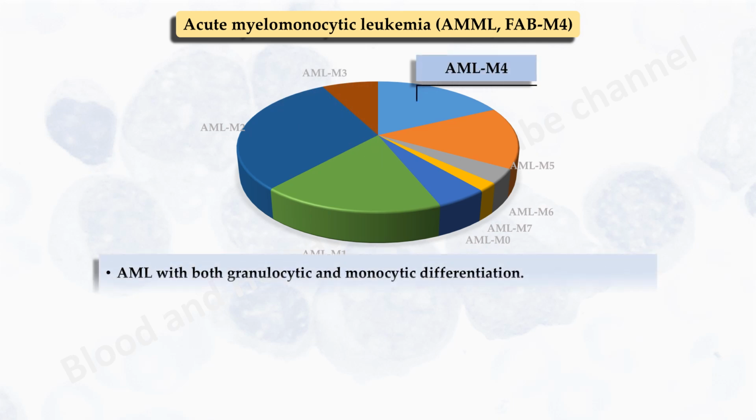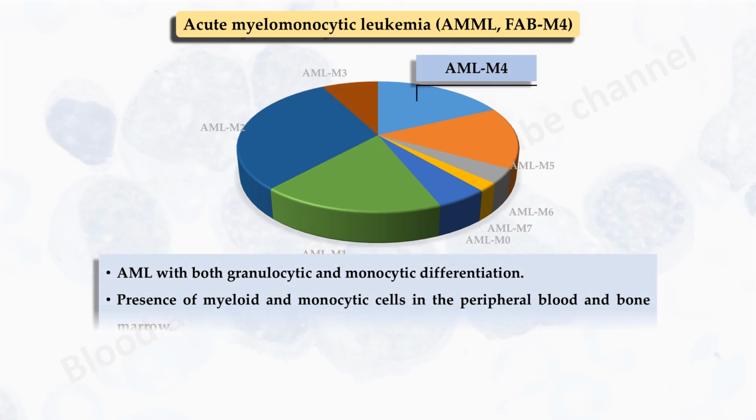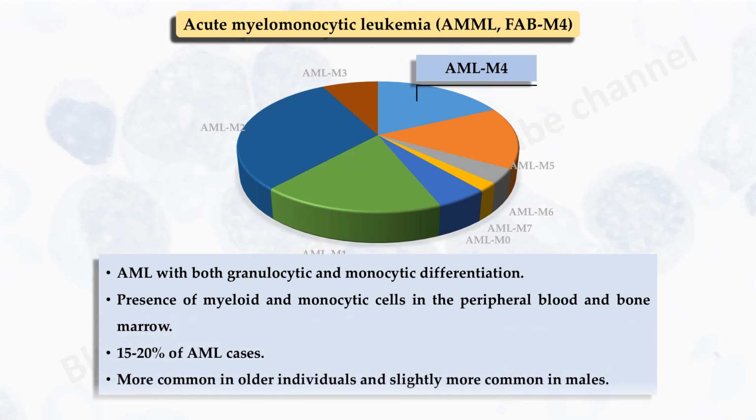Acute myelomonocytic leukemia, AML-M4, is characterized by granulocytic and monocytic differentiation, and the presence of myeloid and monocytic cells in the peripheral blood and bone marrow. The M4 subtype accounts for 15 to 20% of cases of AML and is more common in older individuals and slightly more common in males.